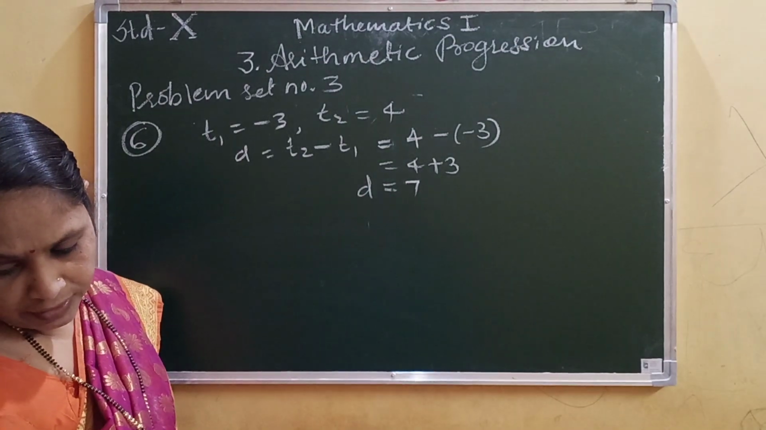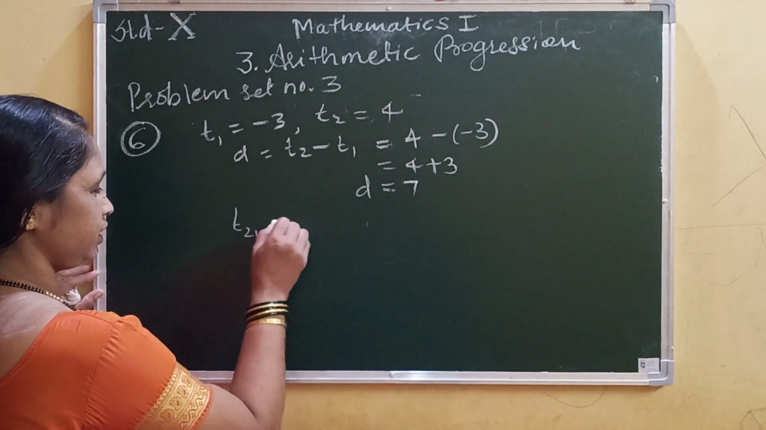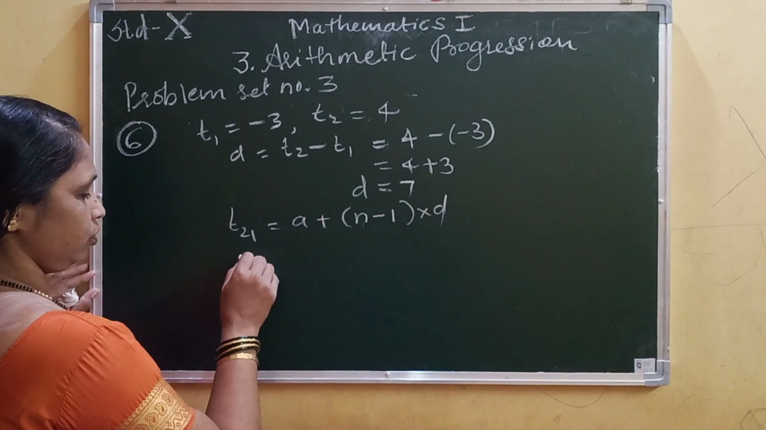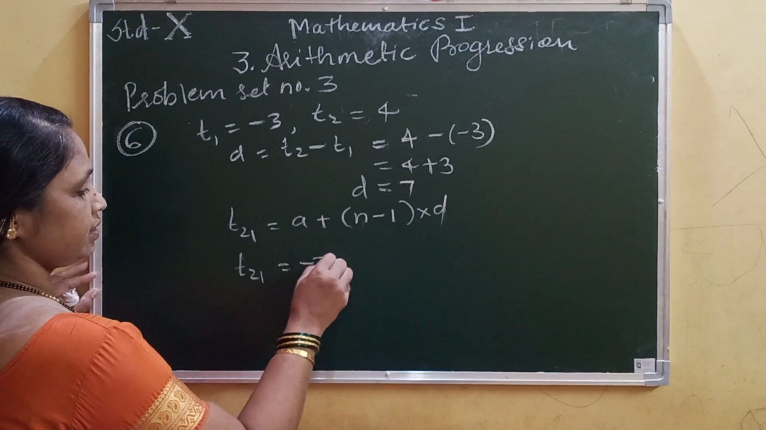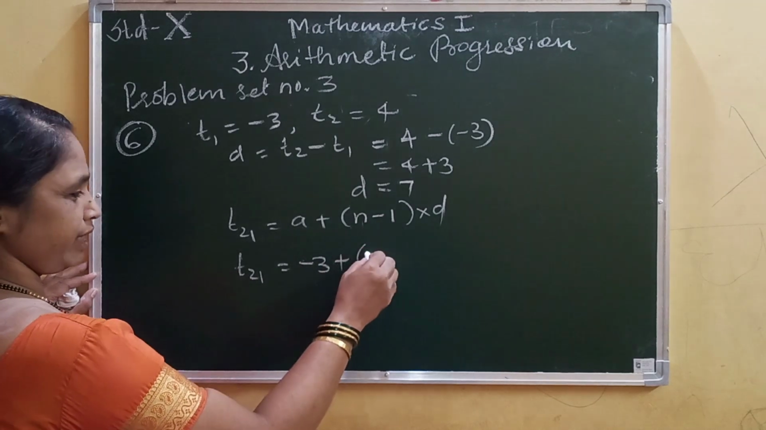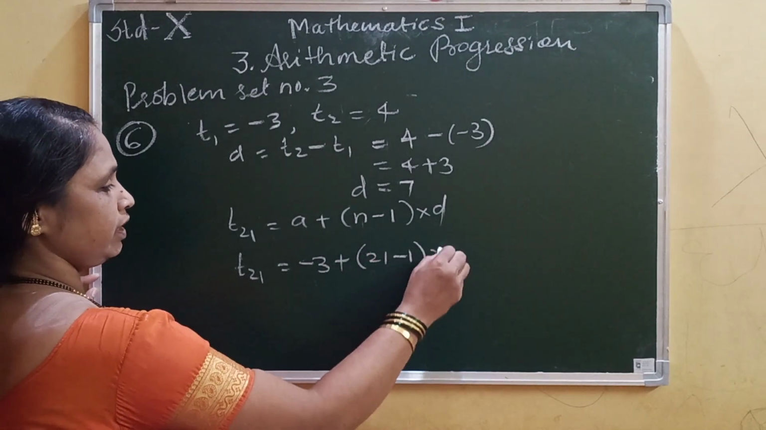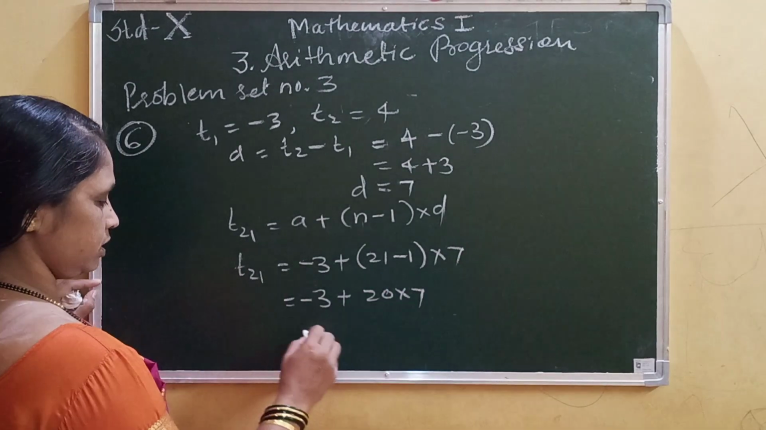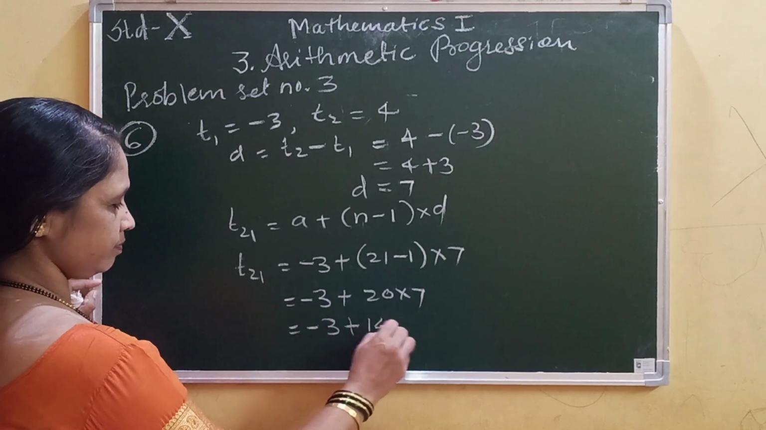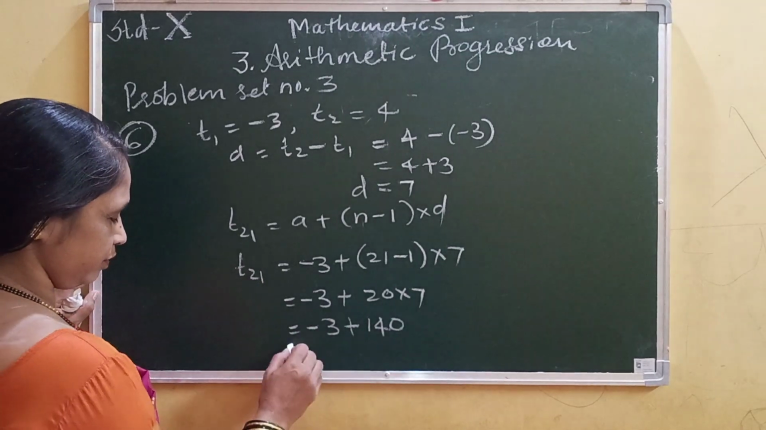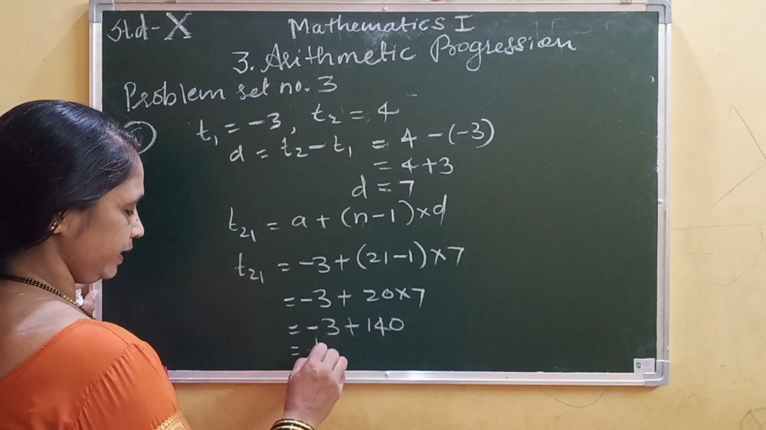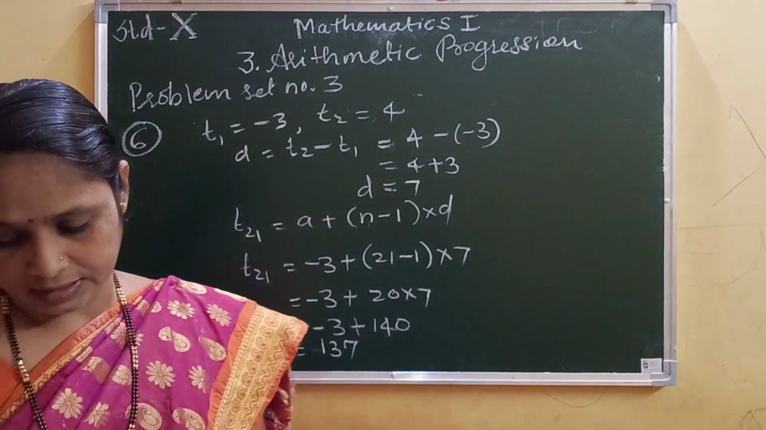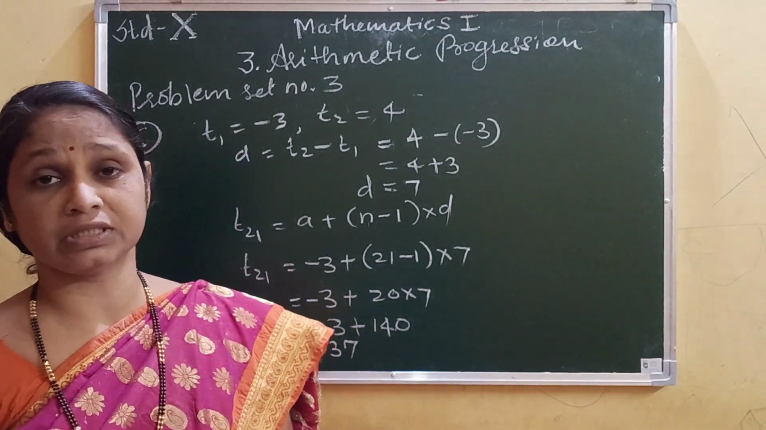Now we have to find the 21st term. So T21 is equal to A plus n minus 1 into D. A is minus 3 plus n is 21 minus 1, into 7. So minus 3 plus 20 into 7, minus 3 plus 140, which will be equal to 137. Okay, T21 is equal to plus 137. The positive sign you have to write. Okay, now the 7th question.